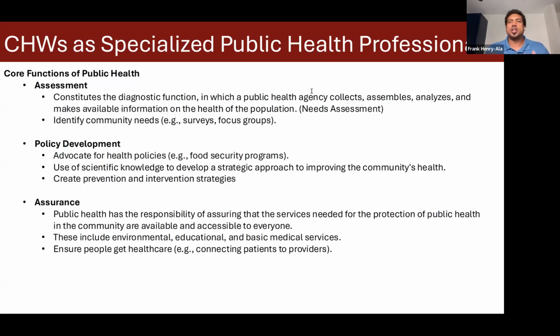So when we look at what assurance is, we're looking at the environment, educational practices, as well as the basic medical services, ensuring that people have access to these spaces as well. So just a recap, we have the assessment piece, where we collect the data. The most important person at the table in the assessment piece is a community member, because they're the ones who are impacted. They're the ones who know what they need.